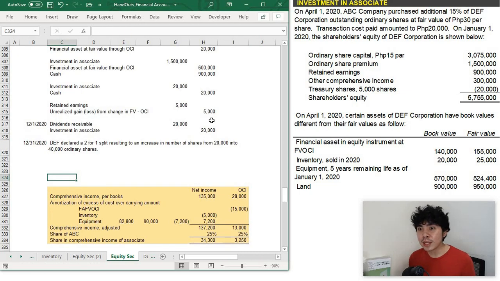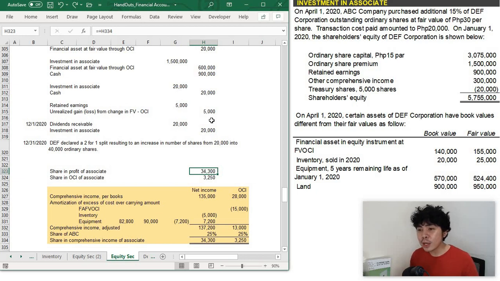So, ngayon, i-record na natin. So, ang entrada natin is, tayo ay magka-credit share in OCI of the associate, that is 3,250 pesos. So, yan ay credit kasi income yan. Tapos, credit tayo share in profit of associate, 34,300. Yeah, so, yan yung 25% share natin sa net income ni associate.